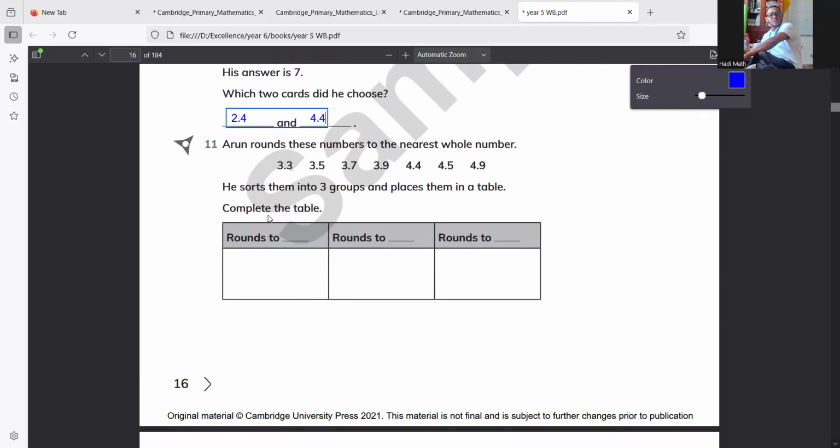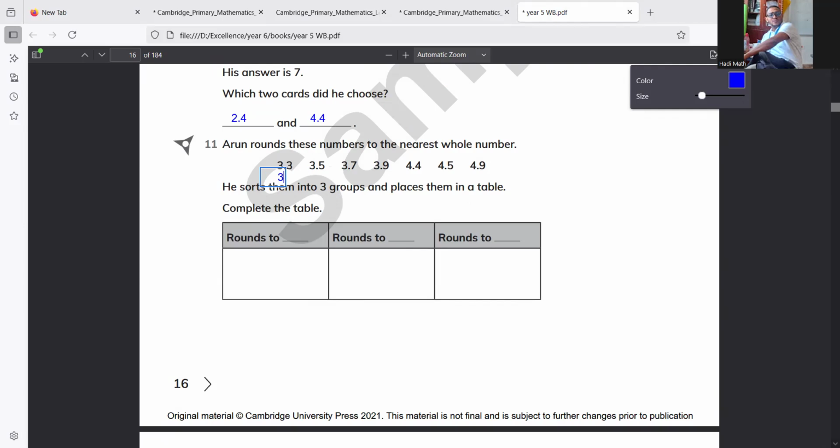Question number 11. They say Aaron rounds these numbers to the nearest whole number: 3.3, 3.5, 3.7, 3.9, 4.4, 4.5, and 4.9. They say he sorts them into three groups and places them into a table. Complete the table. Before we complete the table, let's round each number to the nearest whole. 3.3 to the nearest whole is going to be 3.